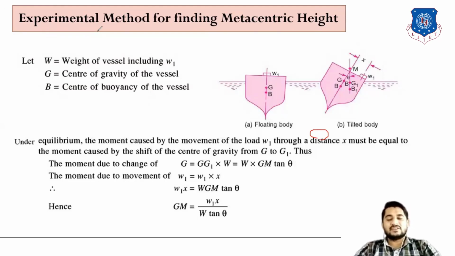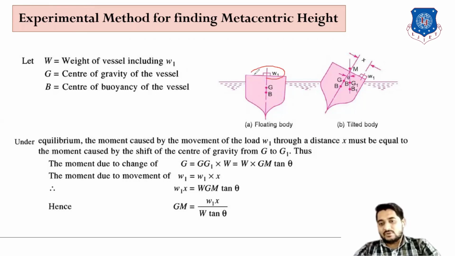Clear? Now let us understand the experimental method for finding out metacentric height. We have already learned about the theoretical method. The theoretical method equation is GM is equal to I by V minus BG. But in the case of the experimental method, in the laboratory, how can we find out the metacentric height for real bodies? So for better understanding, let us take one example. Here is one floating body, where W is the weight of this floating body, with a small weight W1 put on it. G is the center of gravity, B is the center of buoyancy.